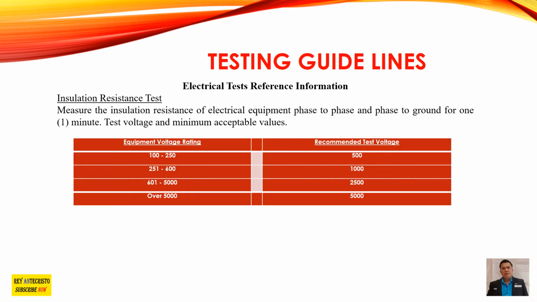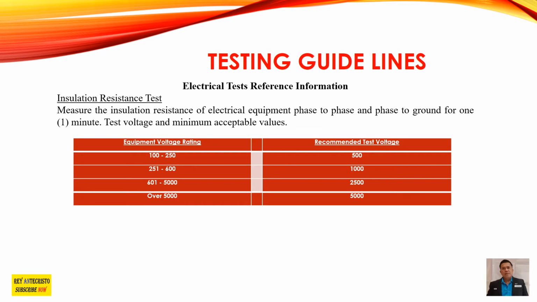For example, if you have a rated voltage of 250, the recommendation for test voltage is that your test equipment should inject 500 volts. And also, for example, if you have 600 volts, your test voltage is 1000. That is a recommended test voltage value. And all of the companies have a checklist and testing sheets, and the information is also there.